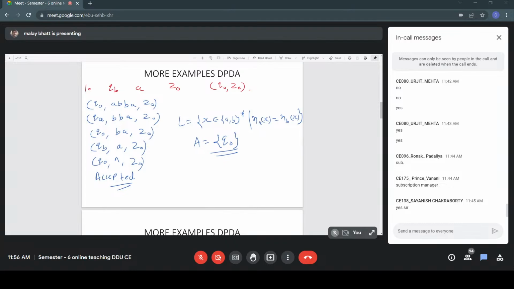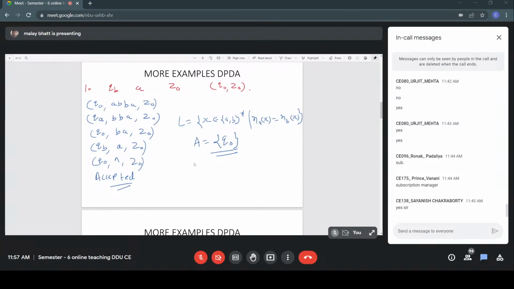Now we have A in the input. We don't have A on the top of the stack, and we don't have B on the top of the stack either. So now we have to utilize the B, which is with a QB state. That will utilize, as per rule number 10, QB, A, Z0. So we'll get Q0, null, Z0.